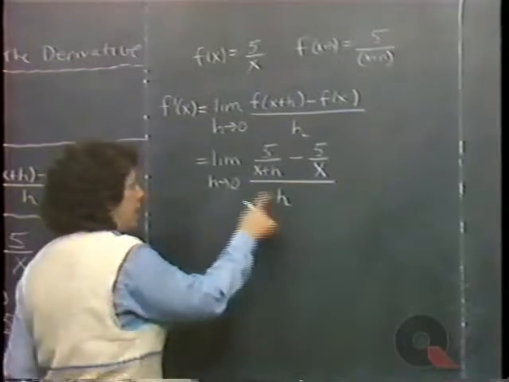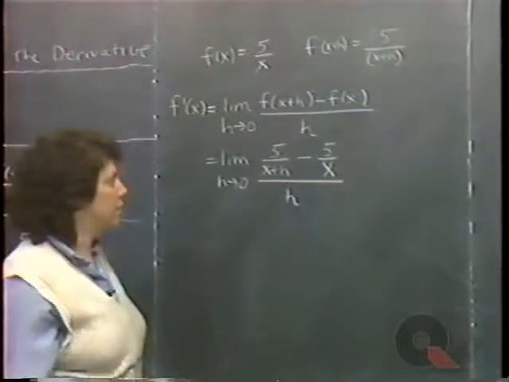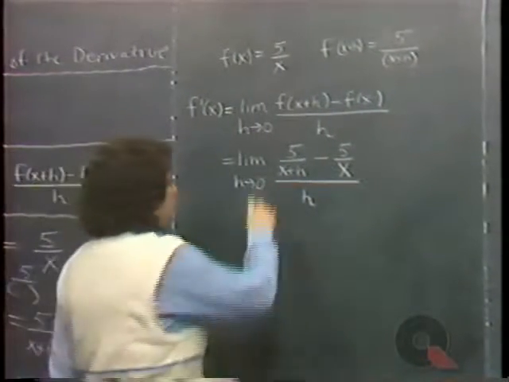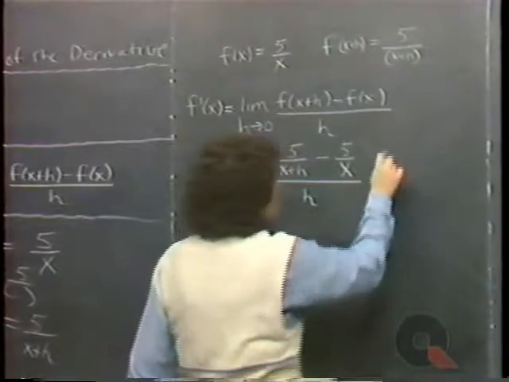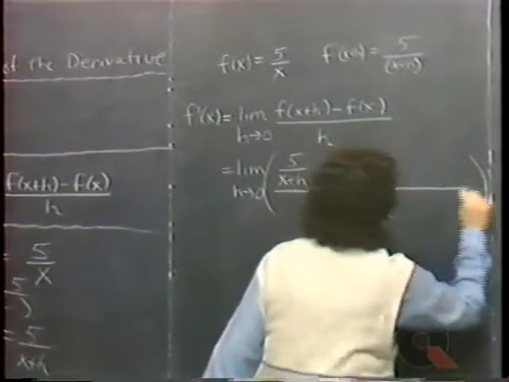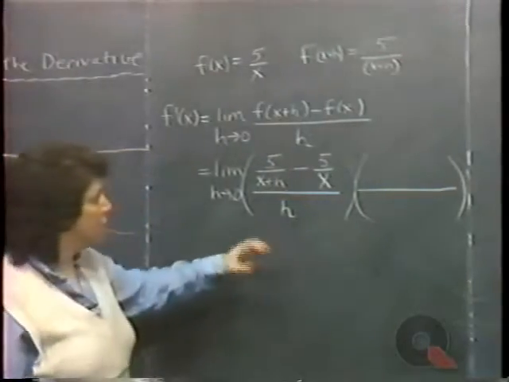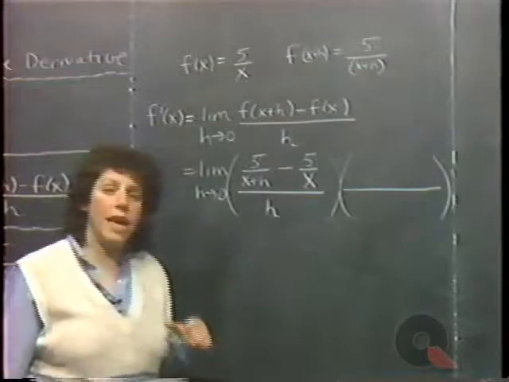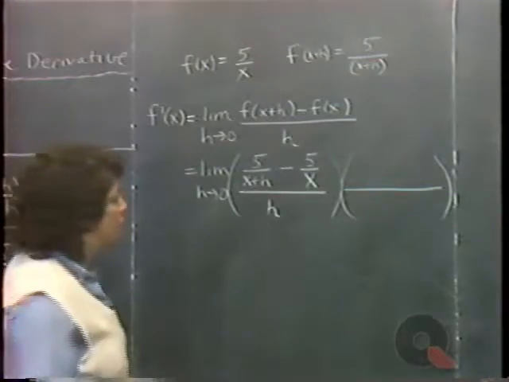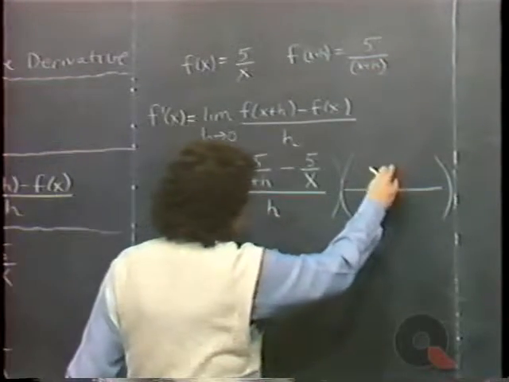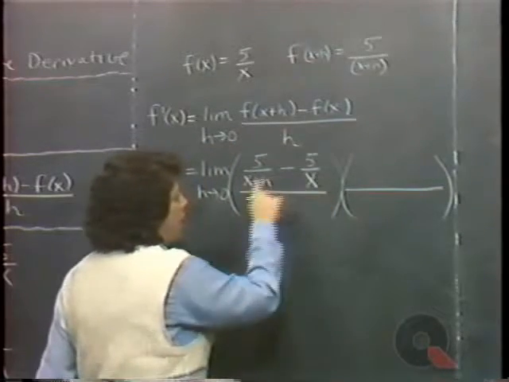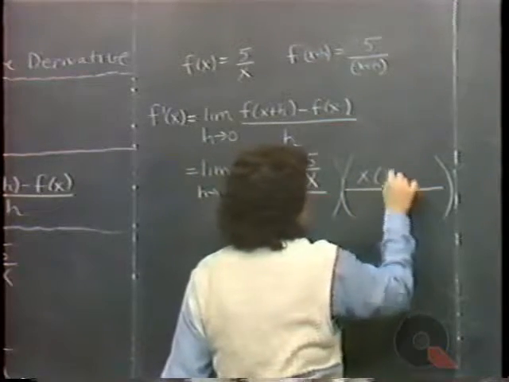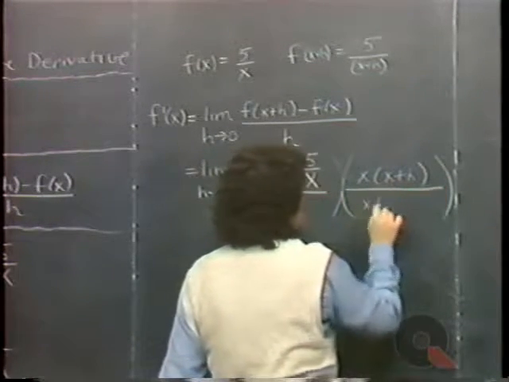Once again, of course, you cannot just let h be 0 because you would have division by 0. The way we handle this is to use the so-called fundamental principle of fractions that says it's perfectly all right to multiply the top and the bottom of a fraction by the same non-zero quantity. You will get an equivalent fraction. Now, what I'm going to do here is to multiply the top and the bottom of this fraction by the product of these two denominators. In other words, to multiply by x times x plus h.